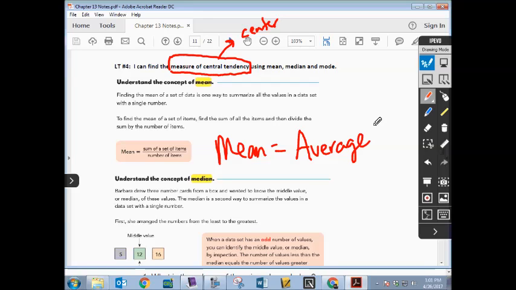When you find the mean, remember, you're going to add up all your numbers, and then you're going to divide by however many there are. So that's what it's showing here. It says the sum of a set of items, but if it was 4, 5, 7, 8, 10, 15, something like that, then you would add 4 plus 5 plus 7 plus 8 plus 10 plus 15, and then divide it by however many there are.